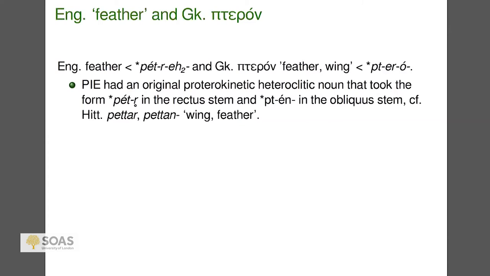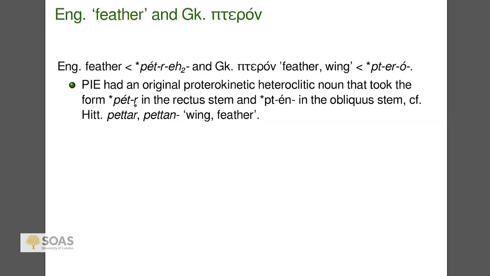And you actually will know cases like this: water ends in an R in English because it comes from the nominative, but the Sanskrit word for water has an R in the nominative and the N in the accusative, as does the Greek one. So anyhow, Indo-European had this kind of accent class and this kind of conjugation pattern for this word.